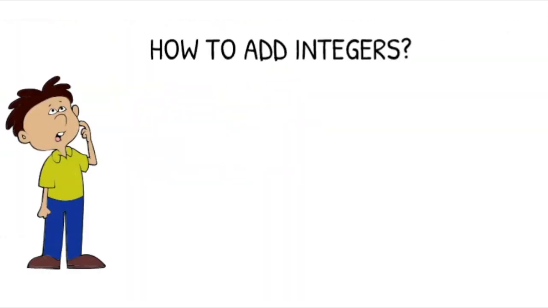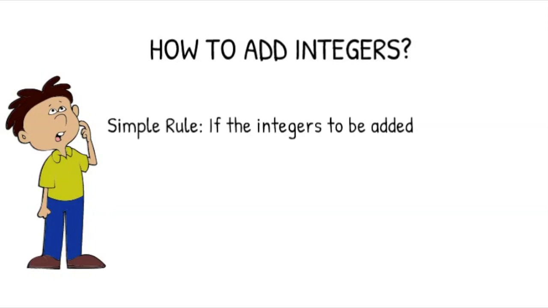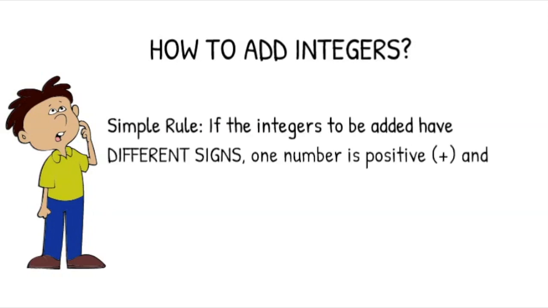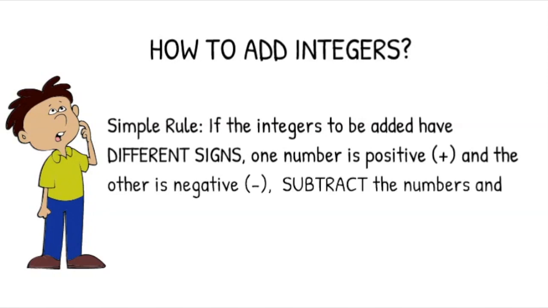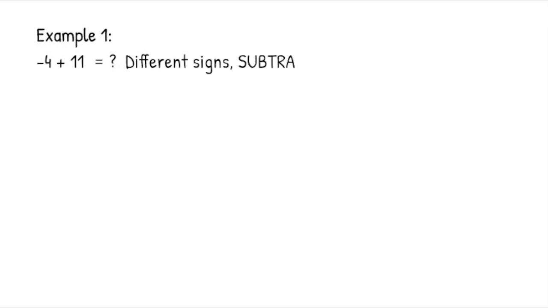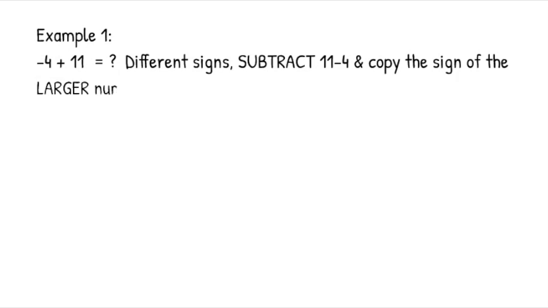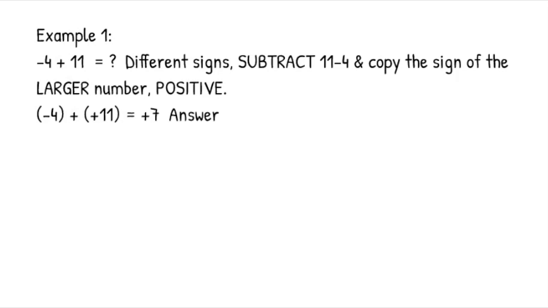This is the trick. If the integers to be added have different signs, one number is positive and the other is negative, subtract the numbers and copy the sign of the larger number. Example number 1. Negative 4 plus 11. One integer is positive while the other is negative. Therefore, following the rule, we have to subtract 4 from 11, or 11 minus 4, which is equal to 7. The larger number is 11, which has a positive sign, so the final answer would be positive 7.